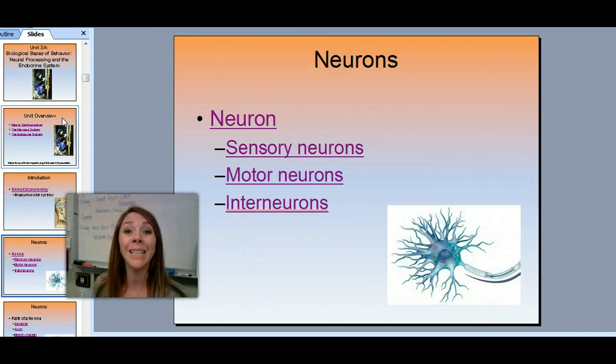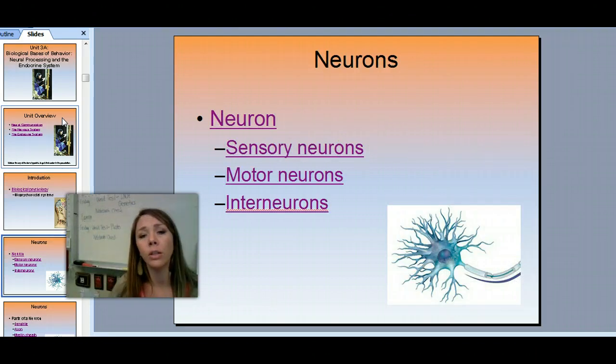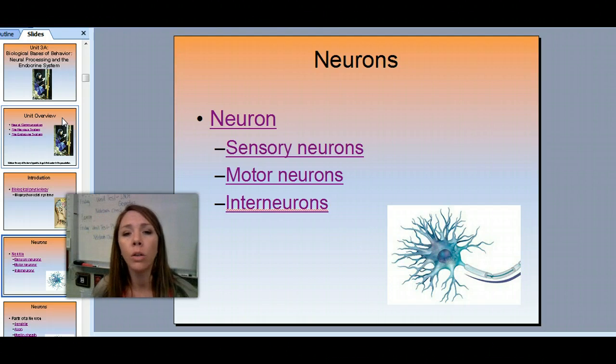So remember that the basic cell in your nervous system is your neuron. A lot of our words, neuron, nerve, all start with that root, meaning having to do with the brain or the spinal cord. So a neuron, there's a couple different types of neurons.